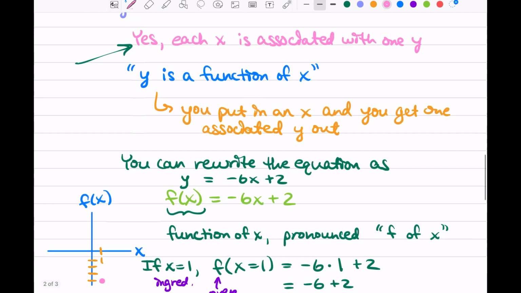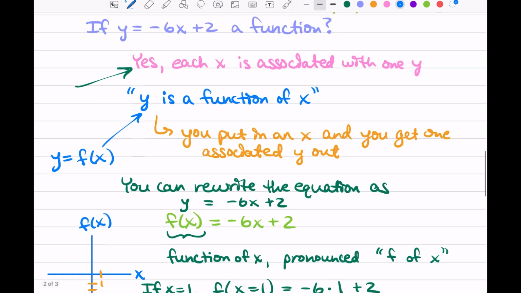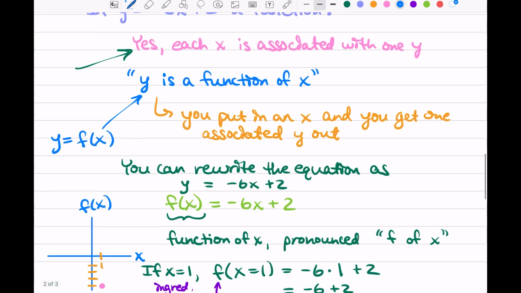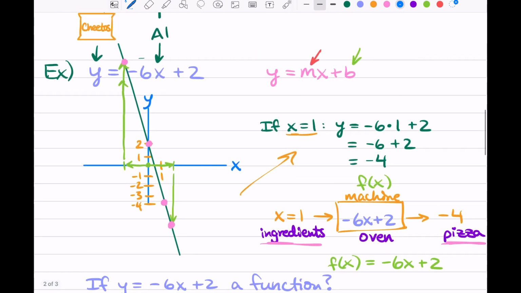And so when you have this phrase, y is a function of x, it's the same as saying y equals f of x. Y is a function of x. So you can see it in two different ways. It can be easy to get this idea a little confused, but just remember that we're just replacing y with f of x because we know it's a function. We're just rewriting it.